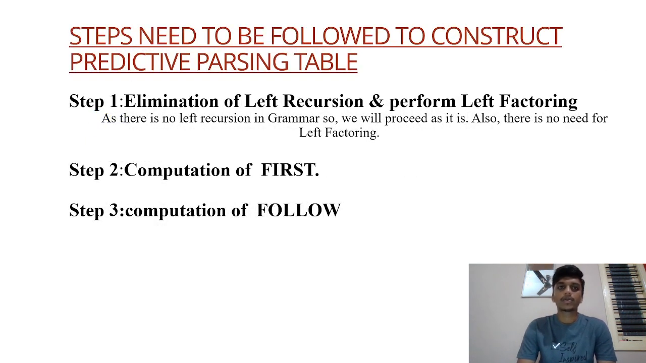Steps that need to be followed to construct the predictive parsing table. Step 1. Elimination of left recursion and performing left factoring. If there is no left recursion in the grammar, we will proceed as it is. Also, there is no need for left factoring. Step 2. Computation of first. Step 3 is computation of follow.